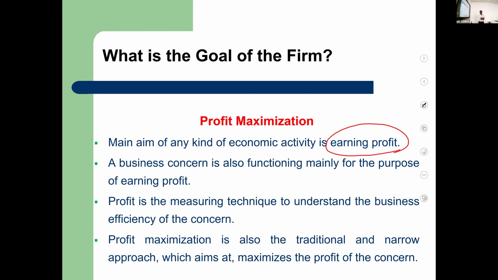Profit is a measuring technique to understand the business efficiency of the concern. What is the meaning of business efficiency? Yeah, output divided by input. Simply, you need to minimize the cost as much as you can, right?